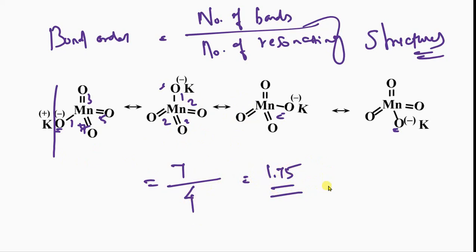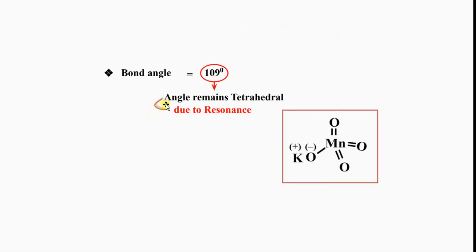This is a bond order for MnO4 minus 7. This angle remains tetrahedral due to resonance. So remember, this is important. They'll ask for the bond angle by giving a compound which is having the tetrahedral structure. So you have to identify the structure of this compound and then you have to identify the bond angle.